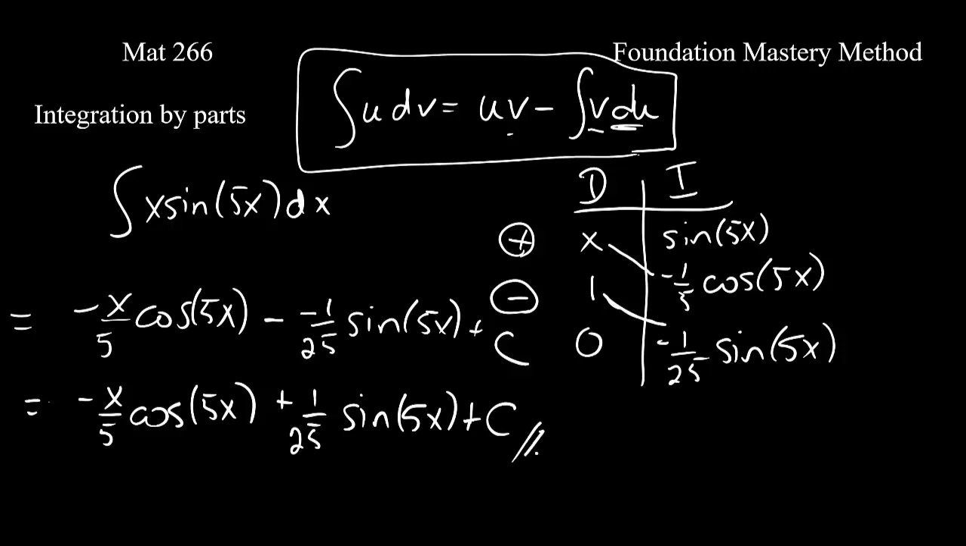So exactly the same result that we got before, only using this shortcut, we're not writing out all of the steps with the u's and the dv's. We're simply putting those into a table.